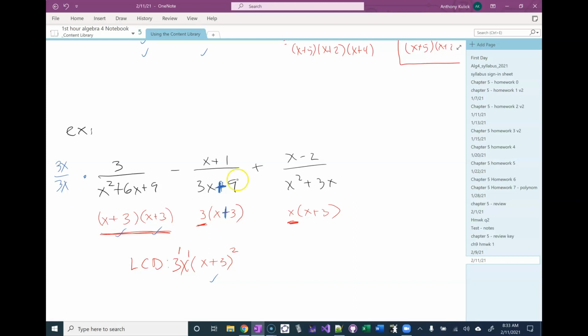If I move to the second fraction, I have the 3. I have 1 x plus 3, but I don't have the second. And I'm missing an x also. That's embarrassing. And if I look at the last fraction, I don't have the 3. I have the x. And I have one of the x plus 3s. So I need the 3, and I need another x plus 3.